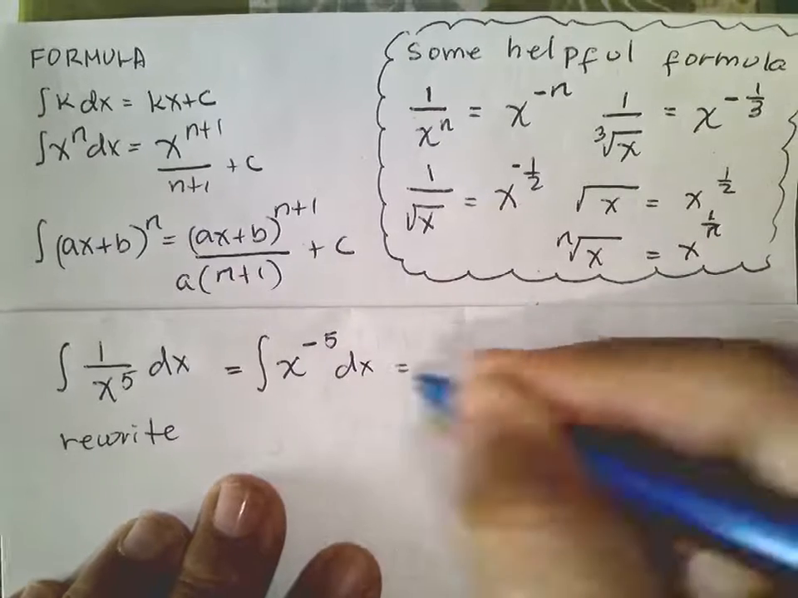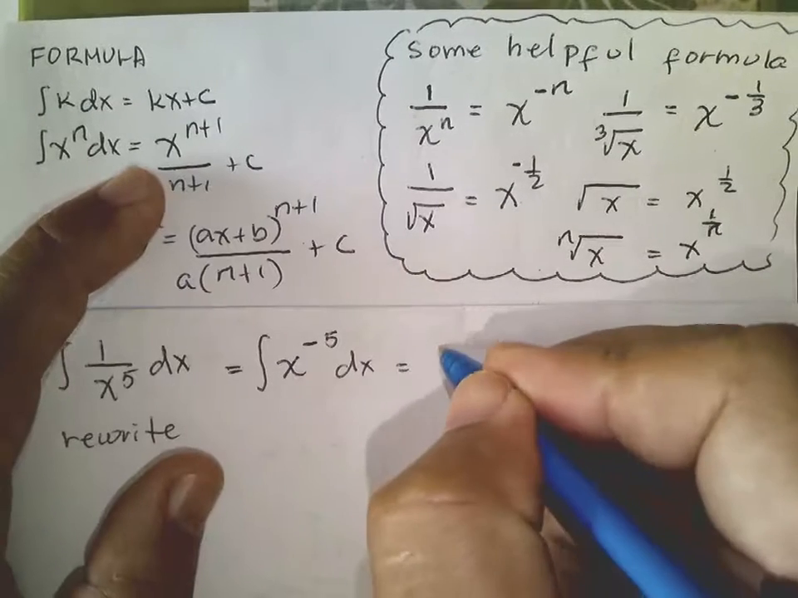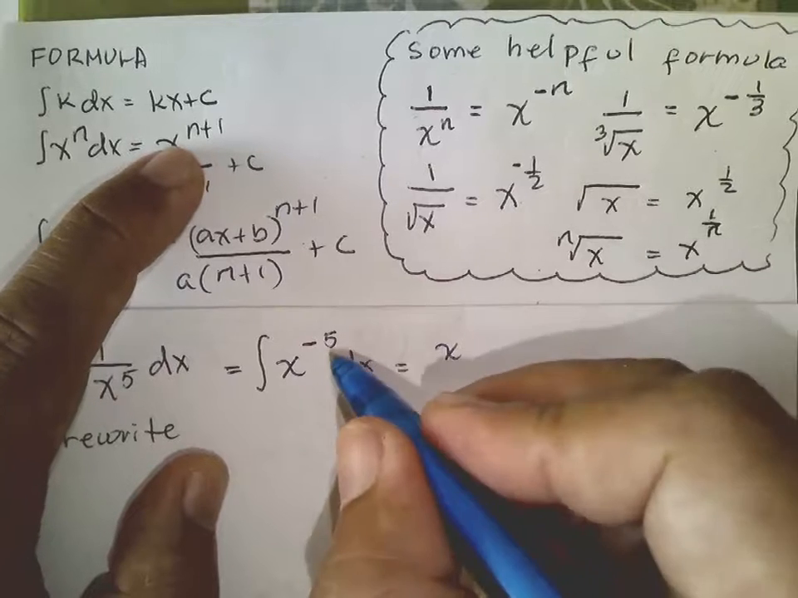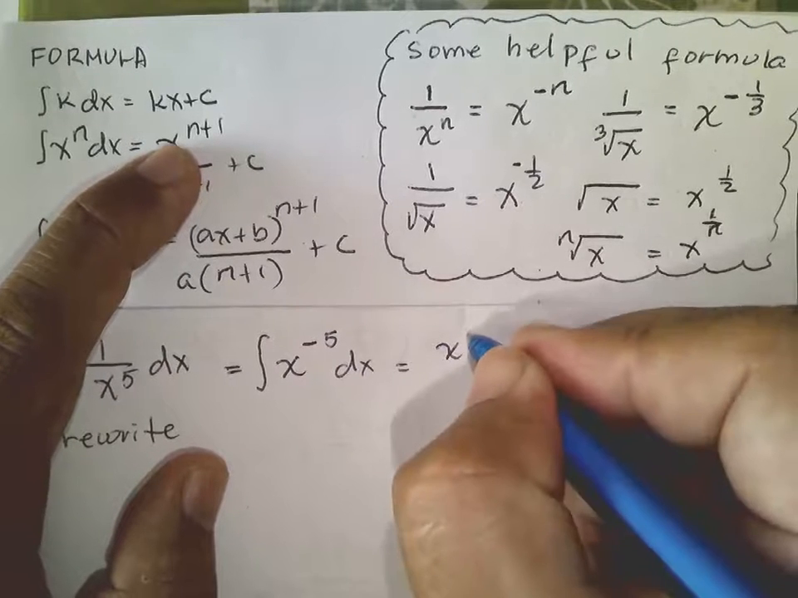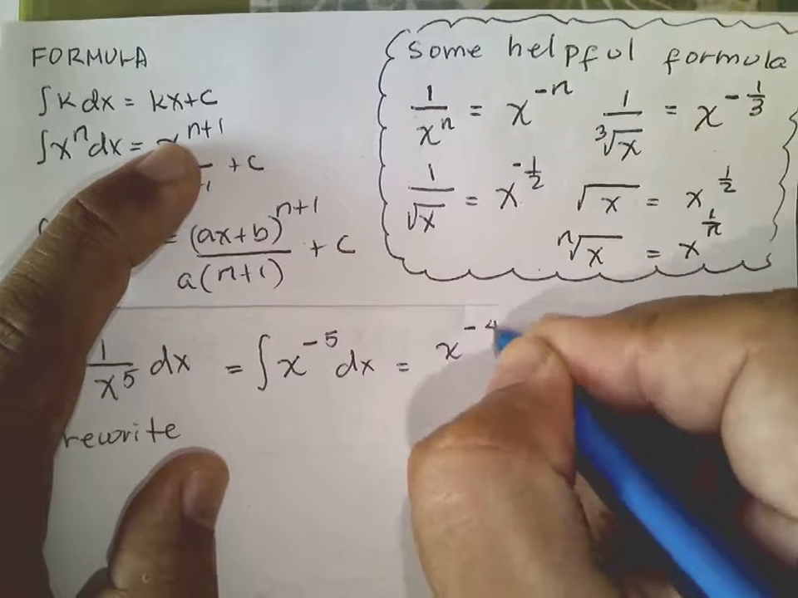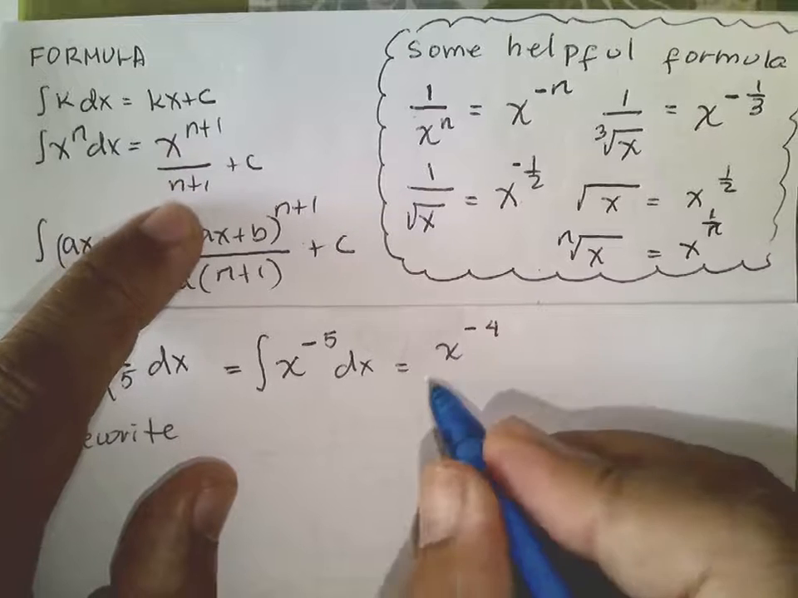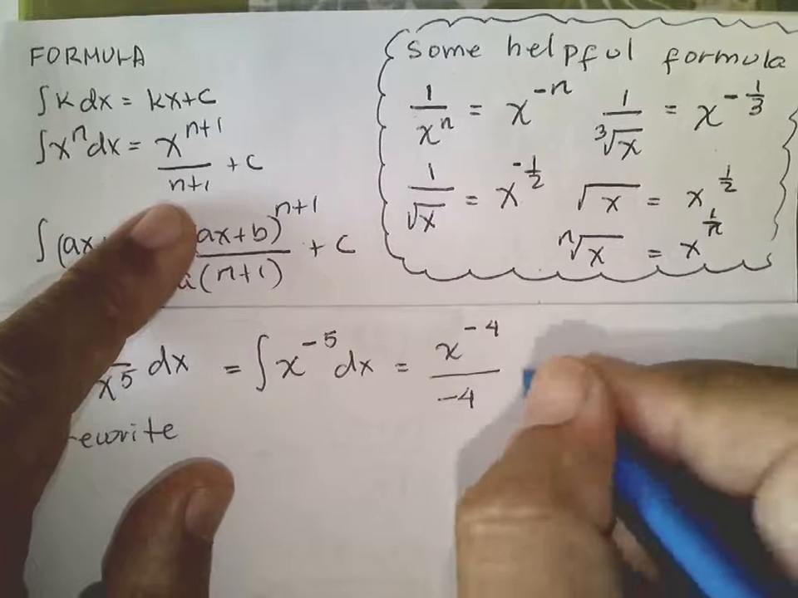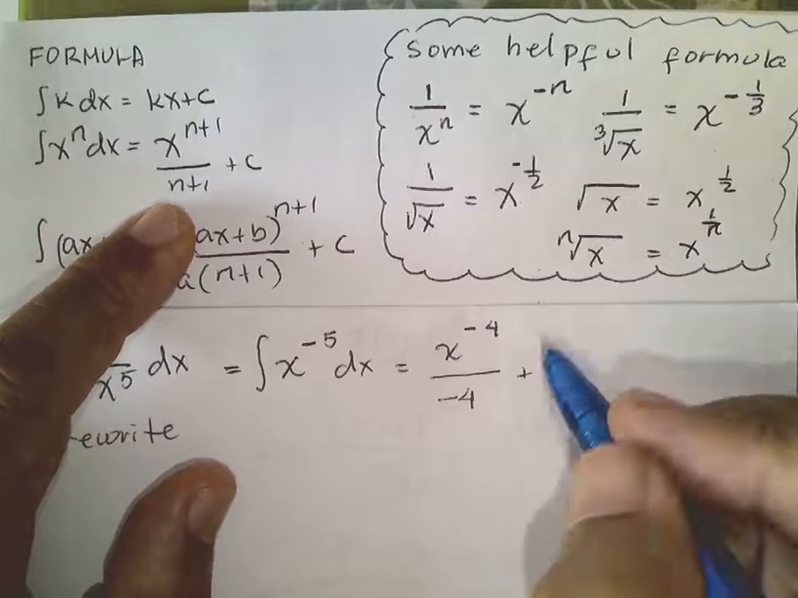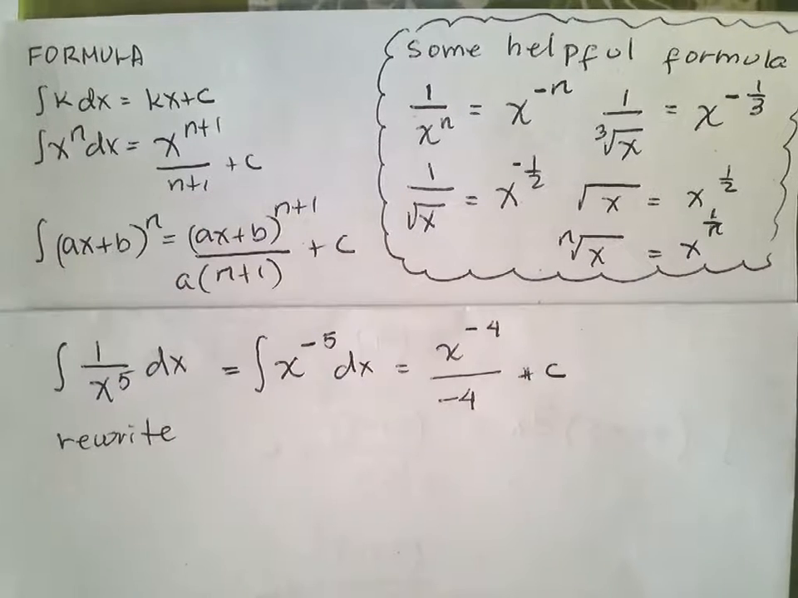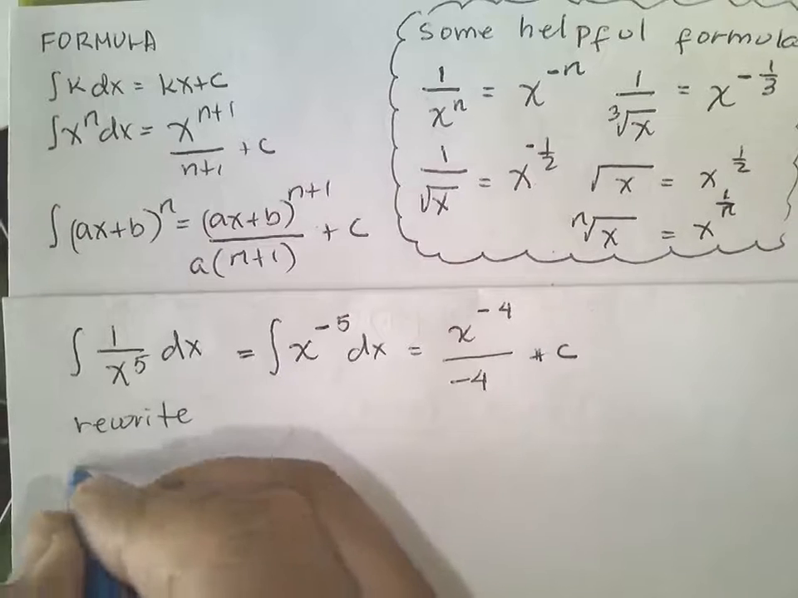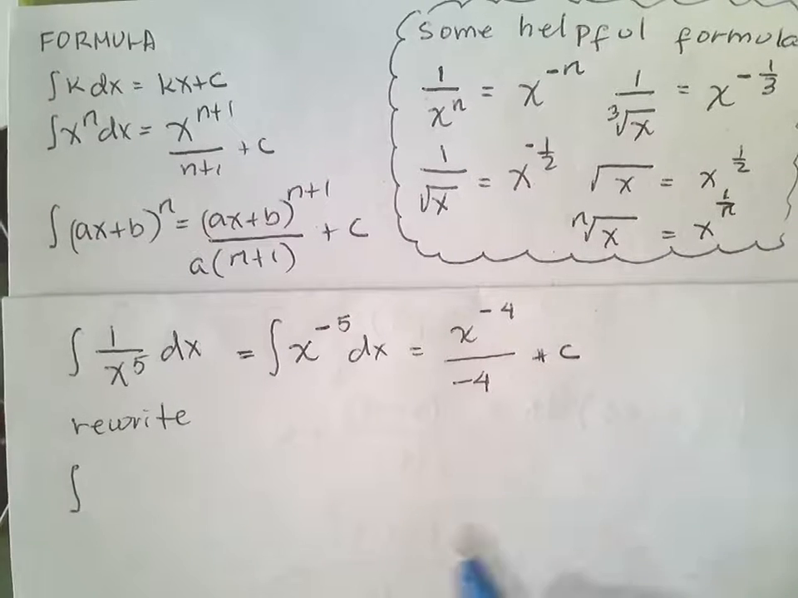Using the second formula, you copy your x, then you simply add 1 to the power, so negative 5 plus 1 is negative 4, and then simply divide by negative 4, and then you affix plus c. So that is the final answer. Now, let's try to have another example.